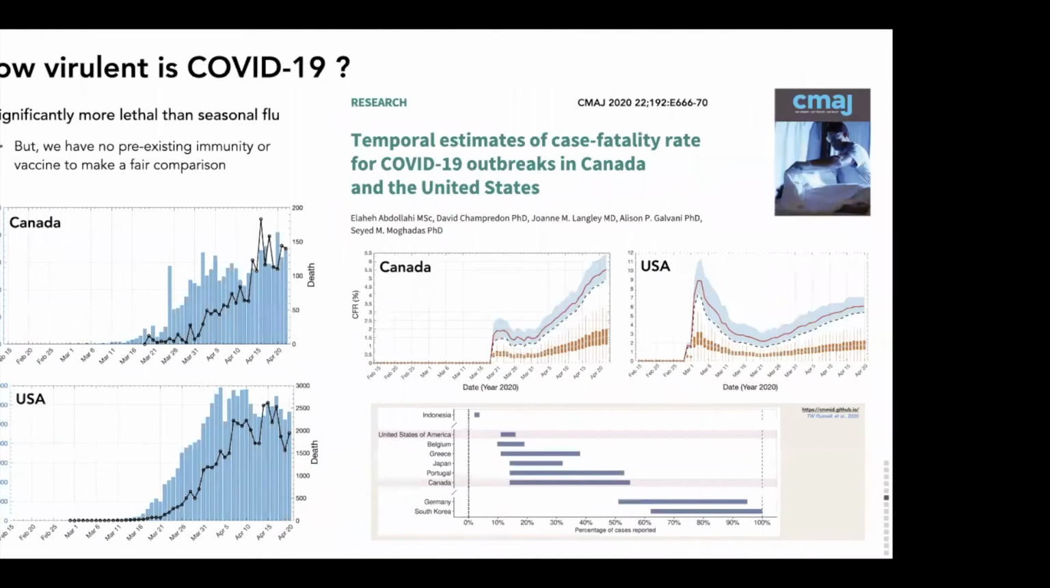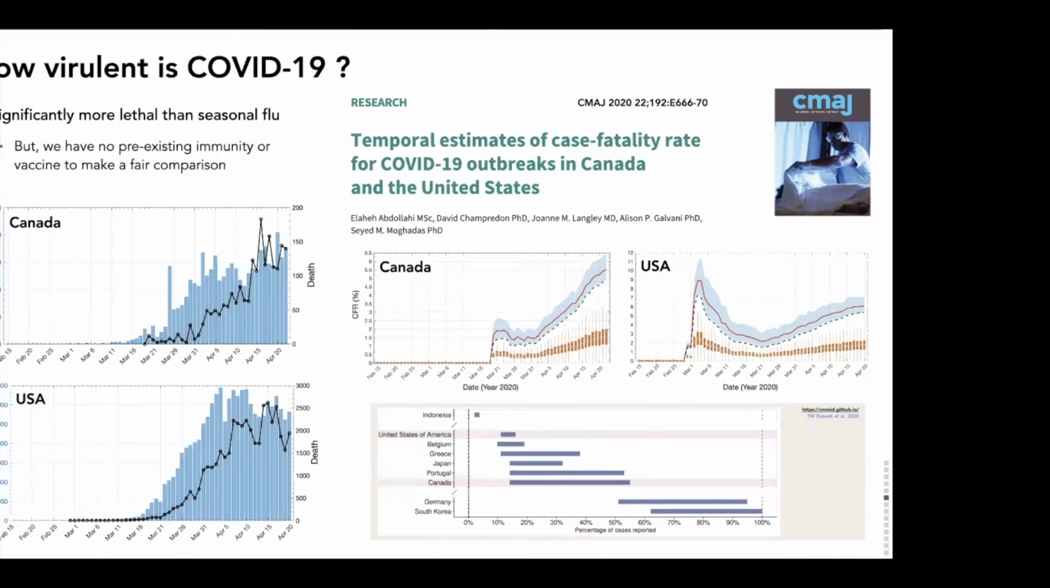So the next question for us was how bad the disease really is in terms of mortality. So obviously, based on all the research studies that have been done in different countries, you would see that the virulence of the disease differs in different contexts and different population settings. But there is a consensus that COVID is significantly more virulent than influenza.